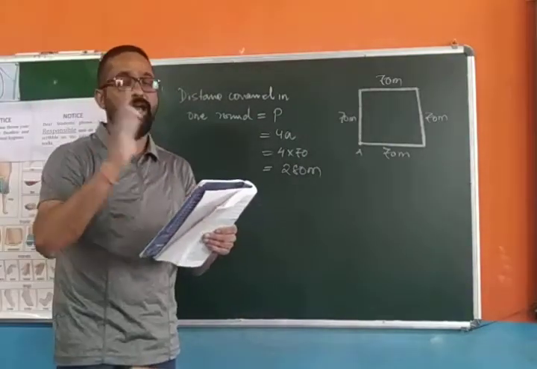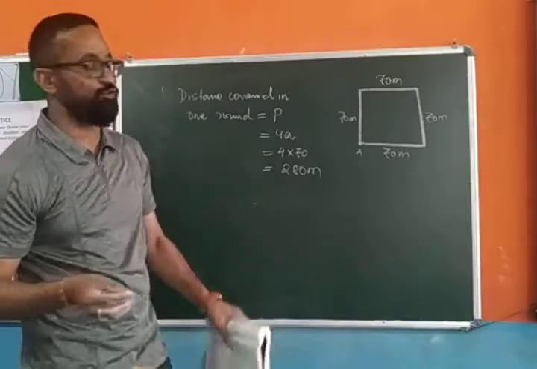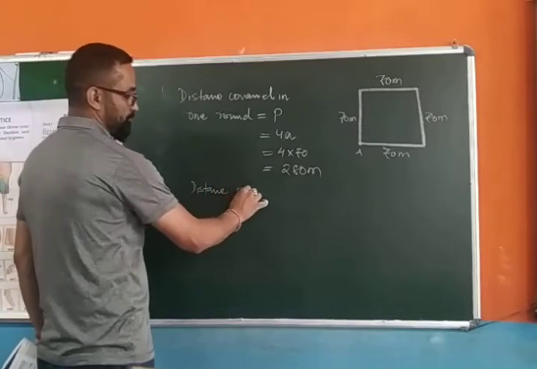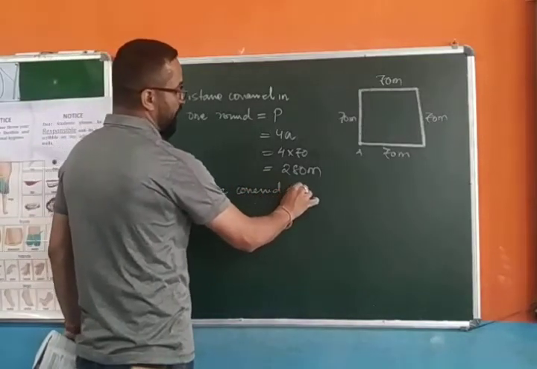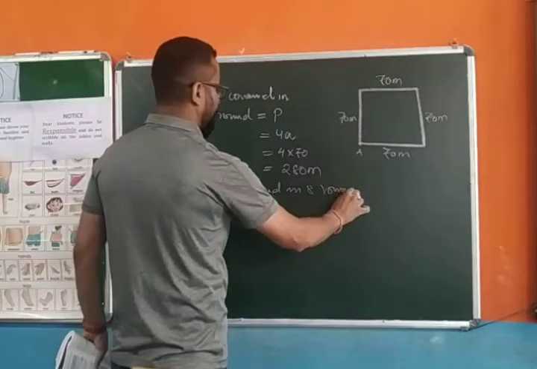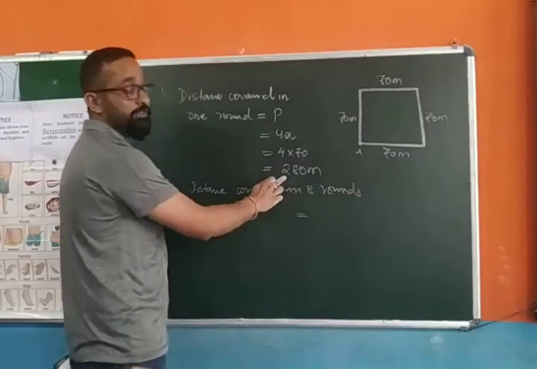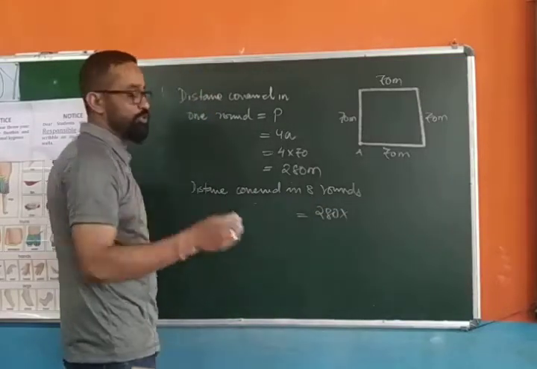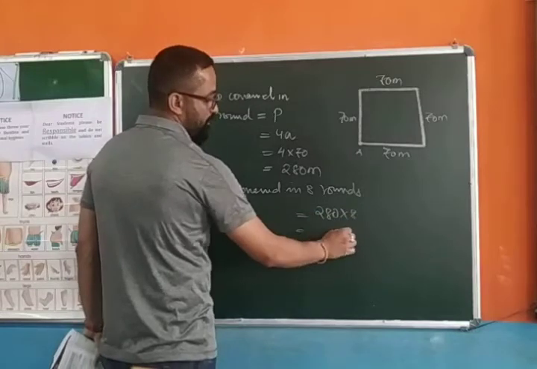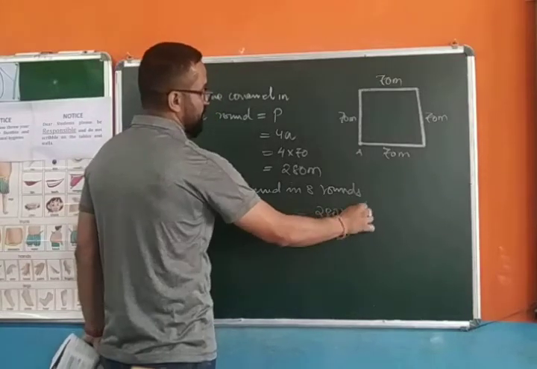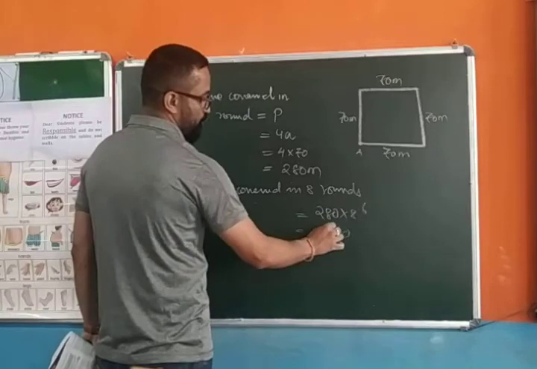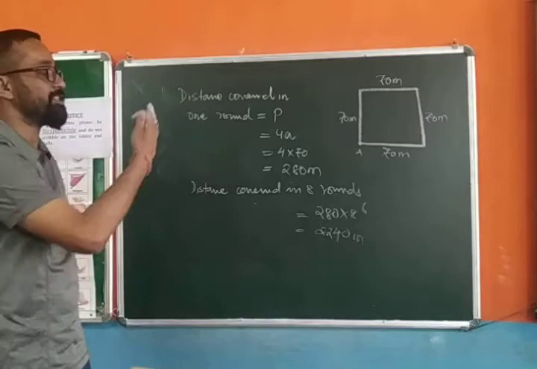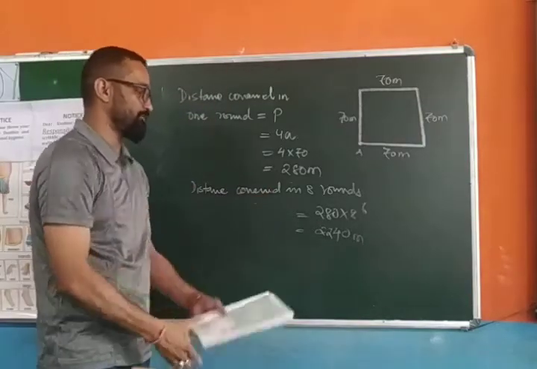Question says calculate the distance in 8 rounds. Distance covered in 8 rounds. In one round he covers 280 meter. In 8 rounds he'll cover more, so you multiply by 8. 8 into 8 is 64, 8 into 2 is 16, and so on. He covers 2240 meter distance in 8 rounds.